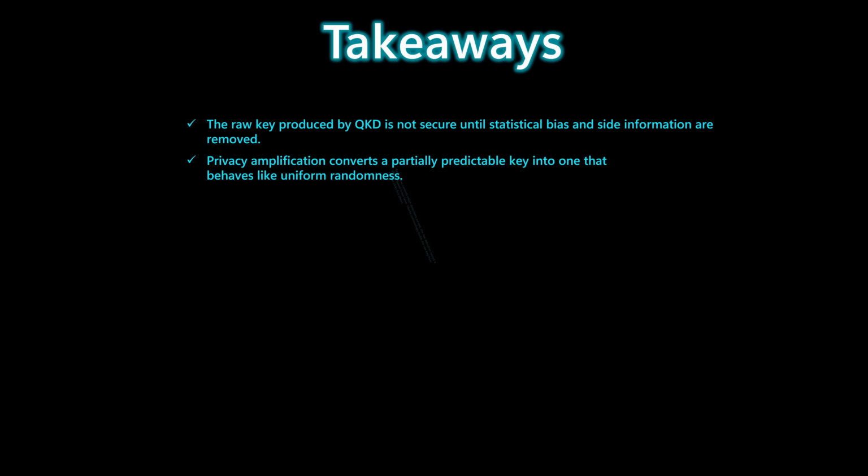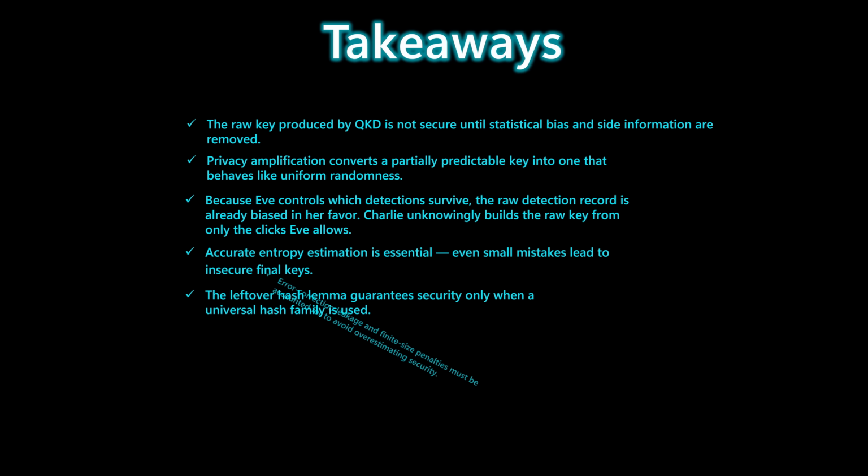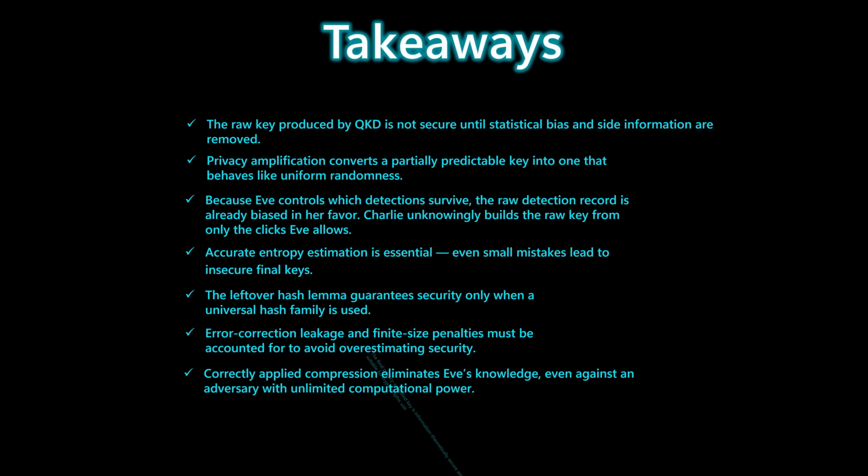First, the raw key that comes out of quantum key distribution is not secure by itself. It contains statistical patterns and side information that an adversary may already have learned through the quantum channel or through the classical communication steps. Those patterns must be removed before the key can be used for any cryptographic purpose.